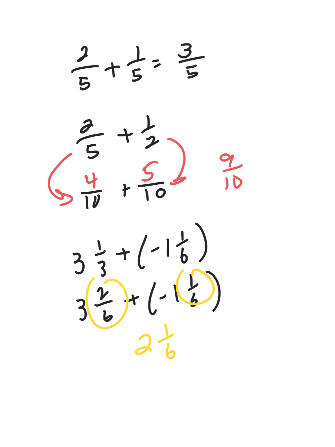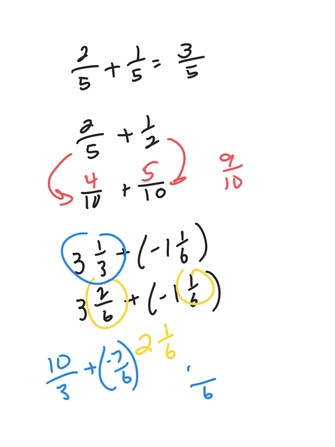Now some other students will go right to here. They'll take 3 1/3 and turn it into 10/3. 3 times 3 is 9 plus 1 is 10. And then 1 and 1/6, they'll do 6 times 1 is 6 plus 1 is 7. And then they'll change the denominators into 6. And then they will subtract and get the same answer. So whichever method works for you is fine.